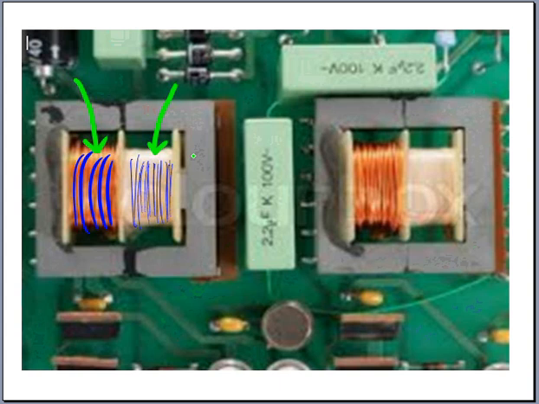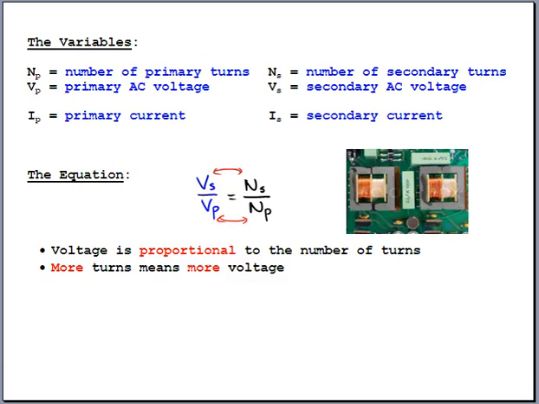Now, which way is in and which way is out? Which one's primary, which one's secondary? That's up to you. You can wire this either way. But the side that has more wraps of wire, usually thinner wire, is actually going to have more voltage to it. So more turns means more voltage, right? Nice and easy to remember.